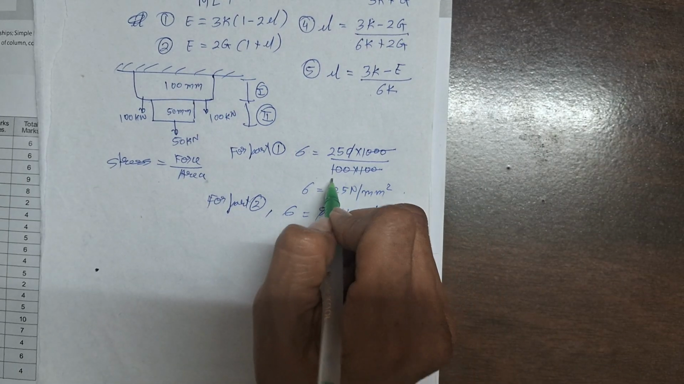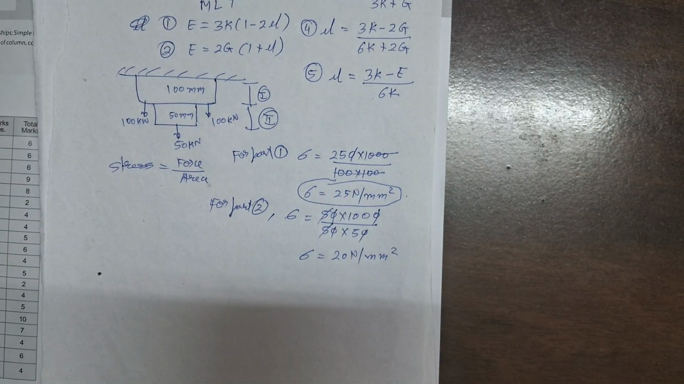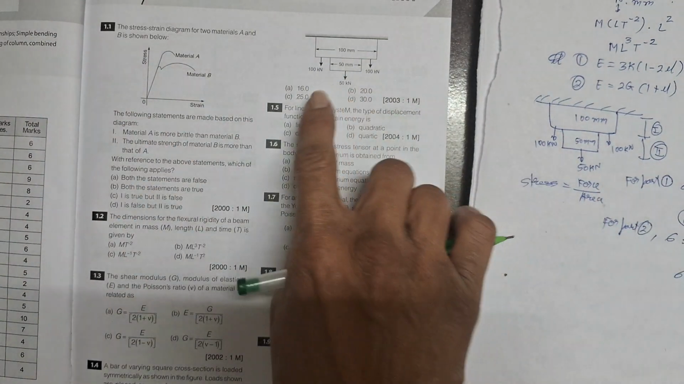Now obviously this is greater, so the answer will be 25 Newton per mm square, right? So the answer will be C.